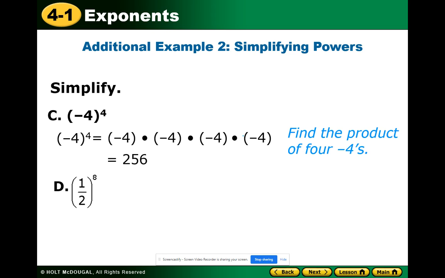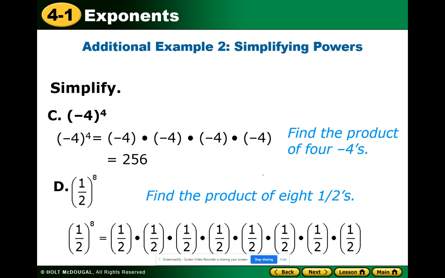With this one, do not worry about the fact that it's a fraction. This still means 1/2 times itself 8 times. So we do all the 1s times themselves, we get 1. Do all the 2s 8 times, that's 256. 1 over 256 is your answer.